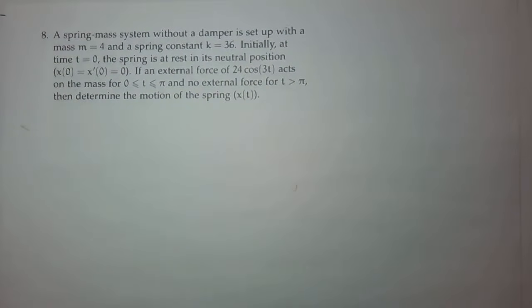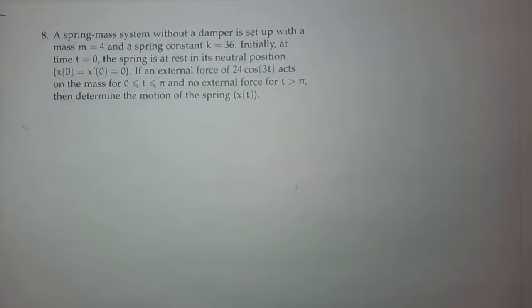Number 8. A spring mass system without a damper is set up with a mass m equals 4 and a spring constant k equals 36. Initially at time t equals 0, the spring is at rest in its neutral position. So that means x of 0 and x prime of 0 are 0. If an external force of 24 cosine 3t acts on the mass between time 0 and pi and no external force for time above pi, then determine the motion of the spring. How is the spring moving?